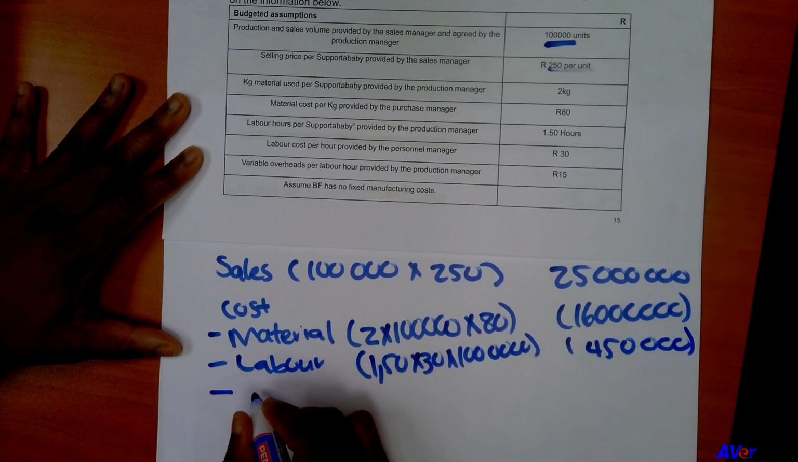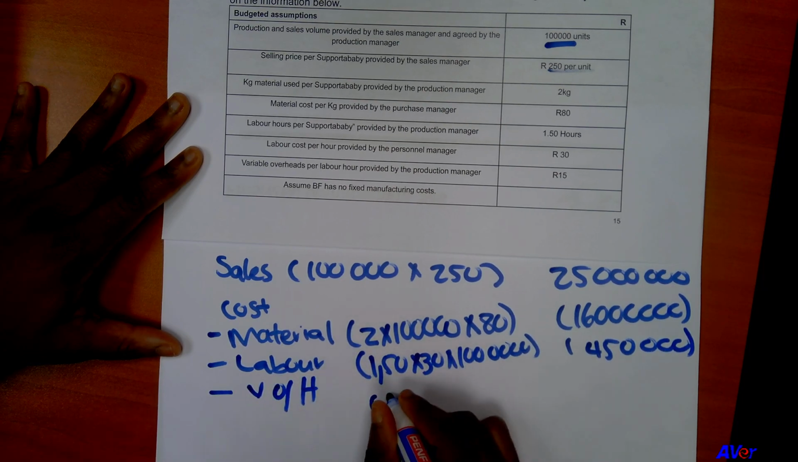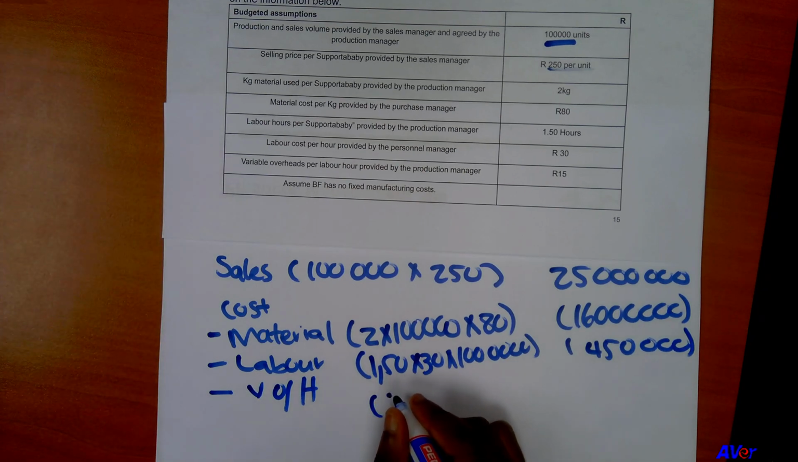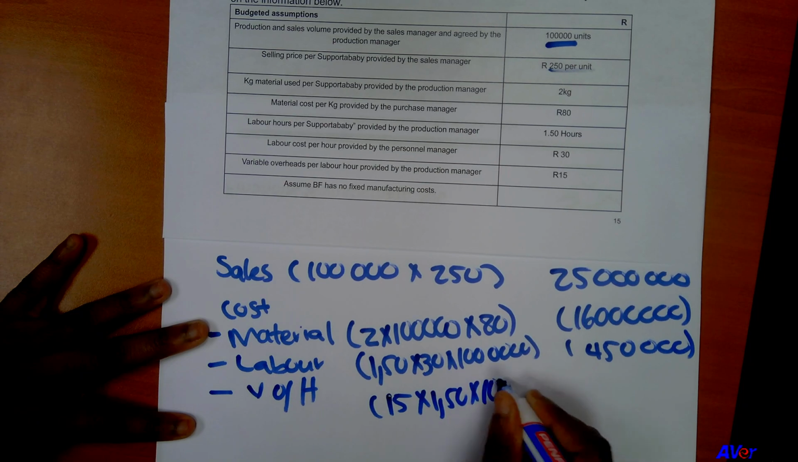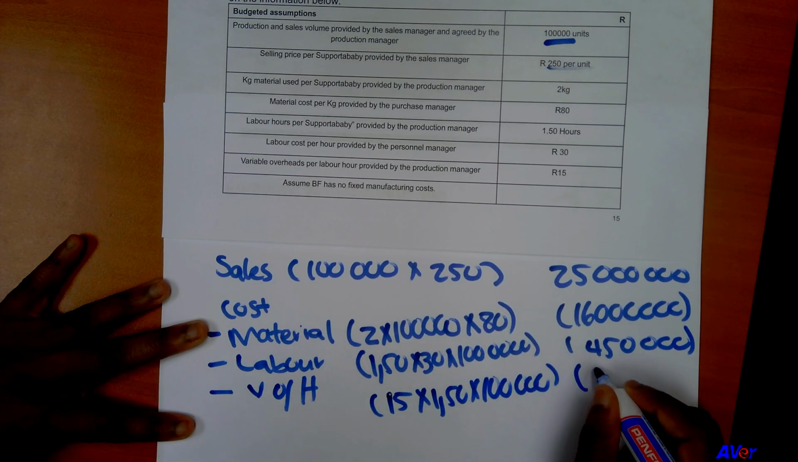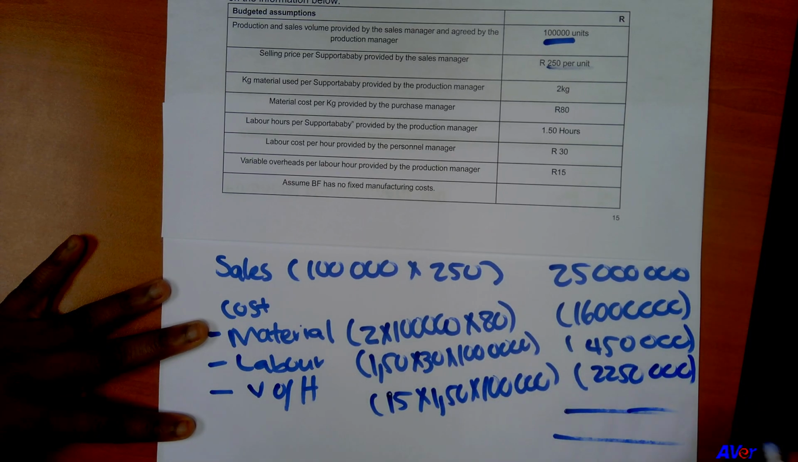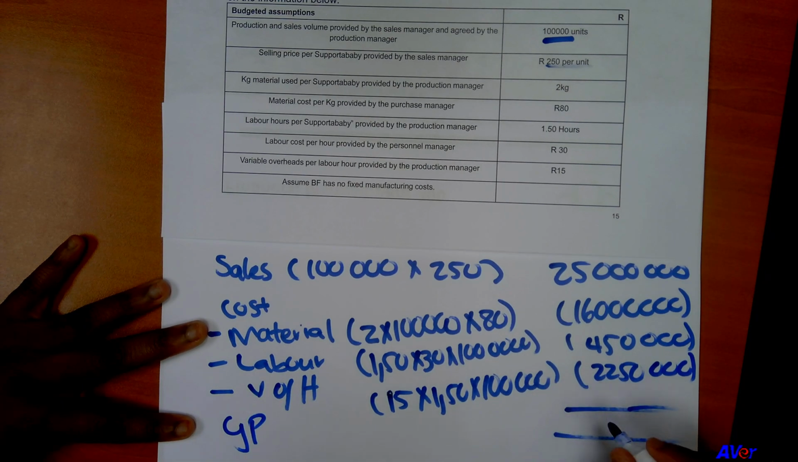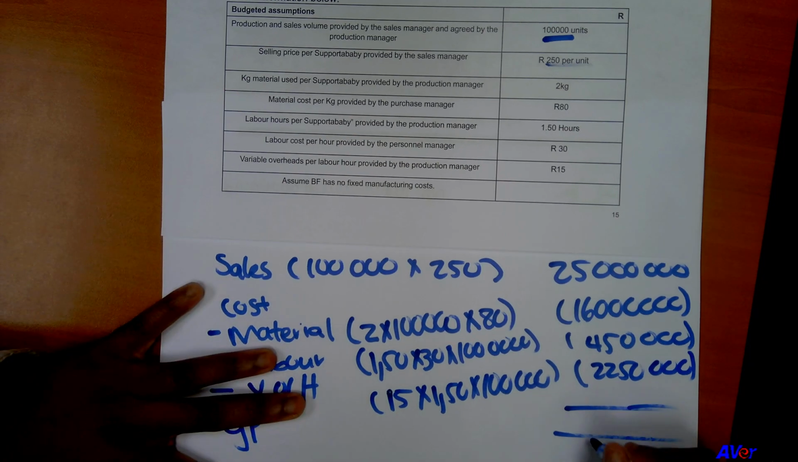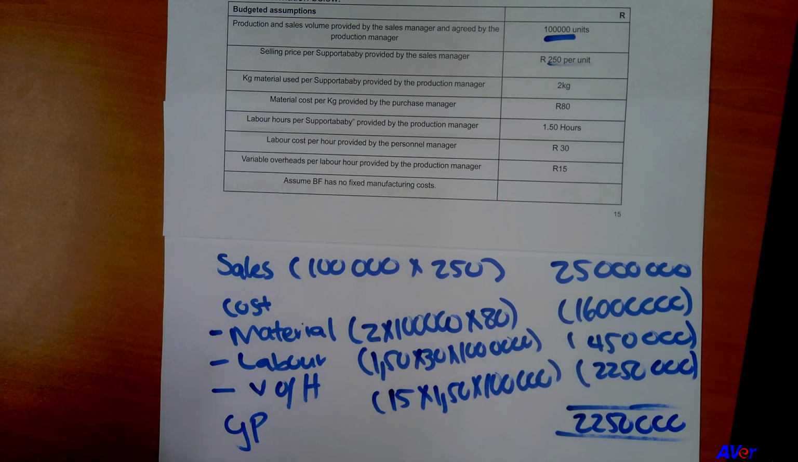And then you will have variable overheads, and they've told you that it's actually 15 rand. So the price for the variable overhead is 15 rand, and it's based on the labor hours. So you still multiply by 1.50 times 100, and then it will give you the 225, right? Okay, and then you will have what you call your gross profit, which in our example is going to be your 2250, right? So that's how we got to the budgeted number.